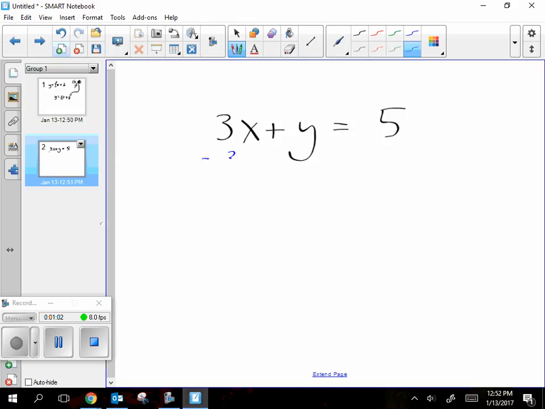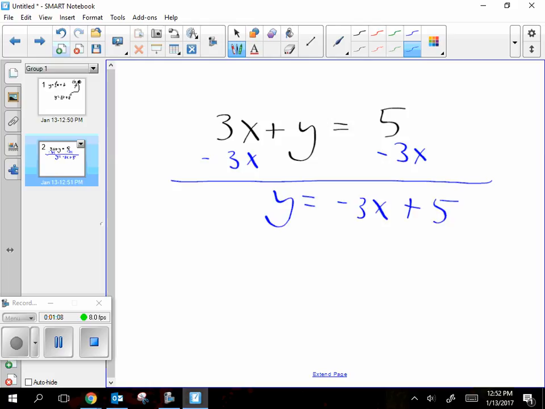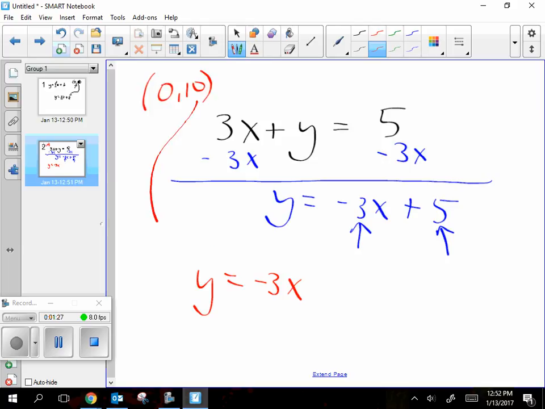Then I'm going to go minus 3x, minus 3x. Then I'll have y equals negative 3x plus 5. Now I can see the slope is actually negative 3. And its y-intercept currently is 5. So if I wanted to make a line parallel to that, I would start it with negative 3x. And then if they told me the y-intercept by telling me a point like 0, 10, I would know that I could put that in right here.